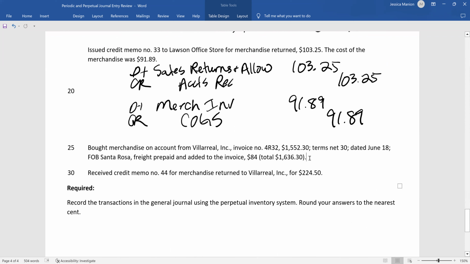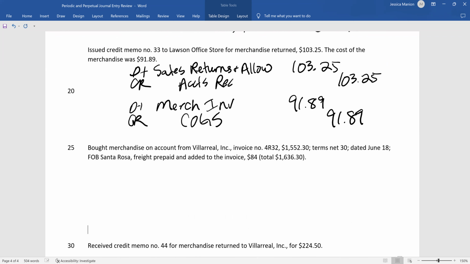Okay, couple more of these. The next one on the 25th, it says we bought merchandise on account from Villarreal Inc. Invoice number 4R32 for $1,552.30. Freight prepaid and added to the invoice $84. Okay, so we're debiting merchandise inventory.